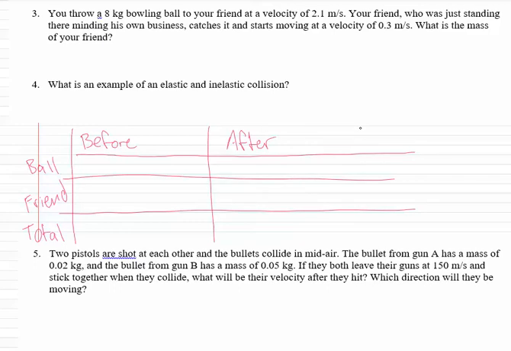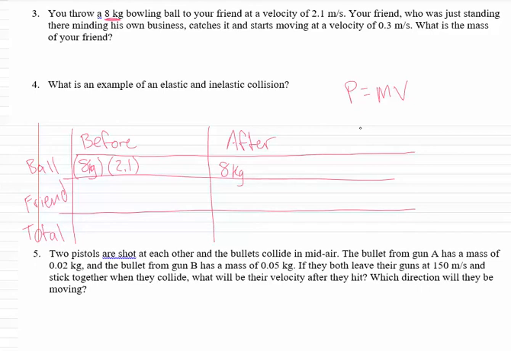So again, momentum is mass times velocity. So the bowling ball before says that the bowling ball has a mass of 8 kilograms. And so we can plug that in right here, 8 kilograms. And in these kinds of equations, the mass of the objects is never going to change from before to after. So after, it's also going to have 8 kilograms. And it says that we throw the 8 kilogram bowling ball to our friend at a velocity of 2.1. So we have the before velocity also. So put some parentheses, 2.1.